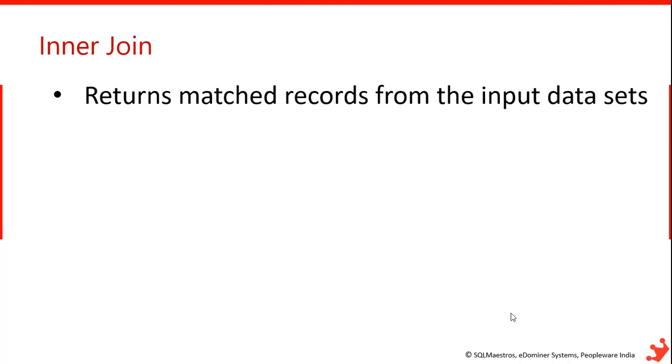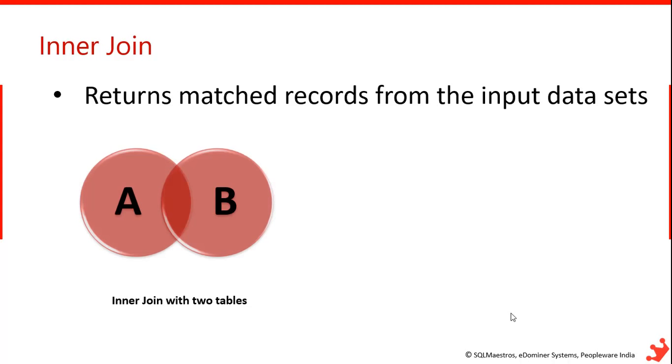So if you have two data sets and if you apply inner join between those two data sets, what is SQL Server going to return? SQL Server will return matched records from both the input data sets. For example, if you see this Venn diagram, we have dataset A and we have dataset B. If you apply inner join between these two datasets, SQL Server will return matched records. That is, this common area between these two datasets.